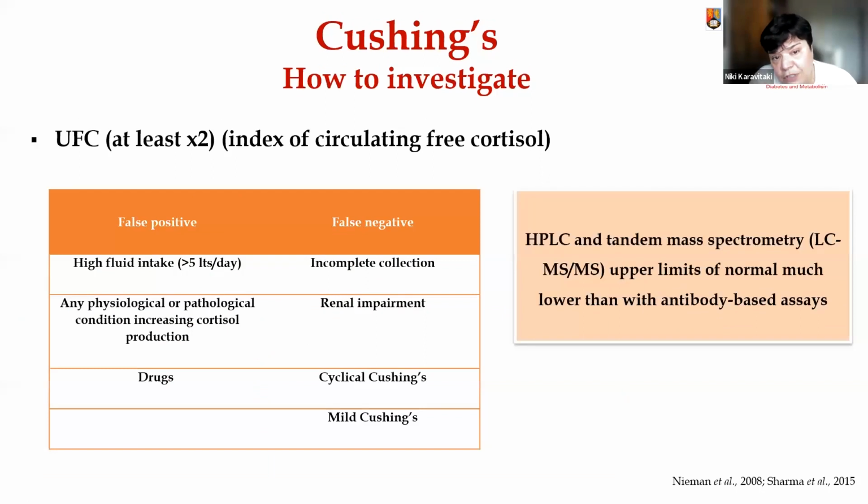How about the urinary free cortisol, which is an index of circulating free cortisol? So we can come across false positive results, and this has to do with a high fluid intake, more than 5 liters per day. And obviously, when we look at the results of urinary free cortisol, we need to look at the urine volume, the creatinine. False positive may be seen again in any physiological or pathological condition that increases the cortisol production. Some drugs may lead to that. And false negative, if we are dealing with an incomplete collection or with renal impairment, or if we are dealing with a cyclical Cushing's, or even with mild Cushing's.